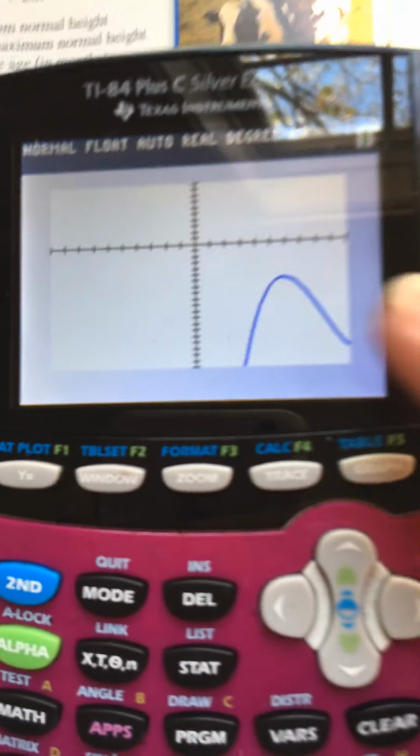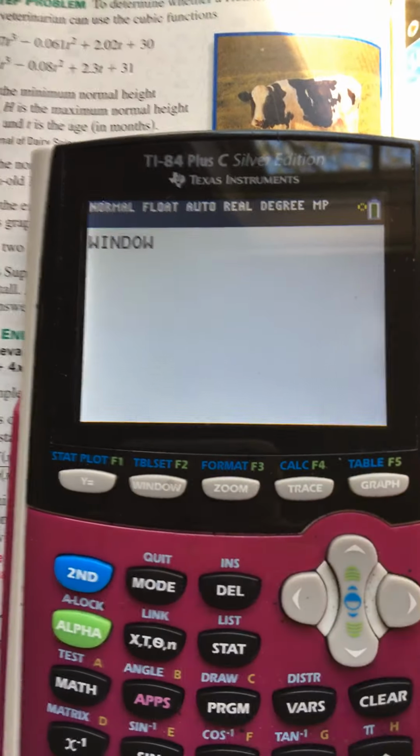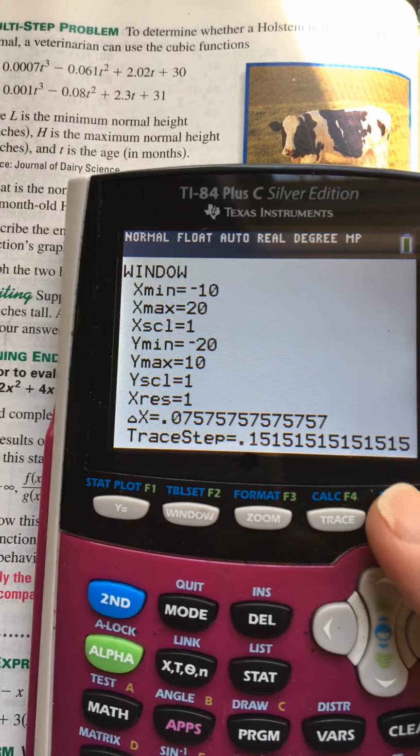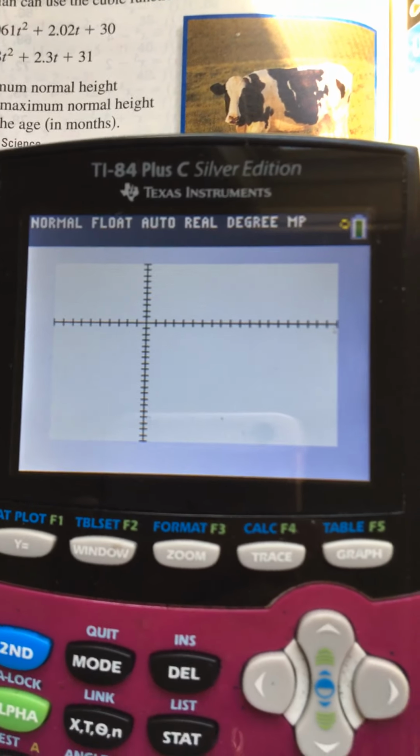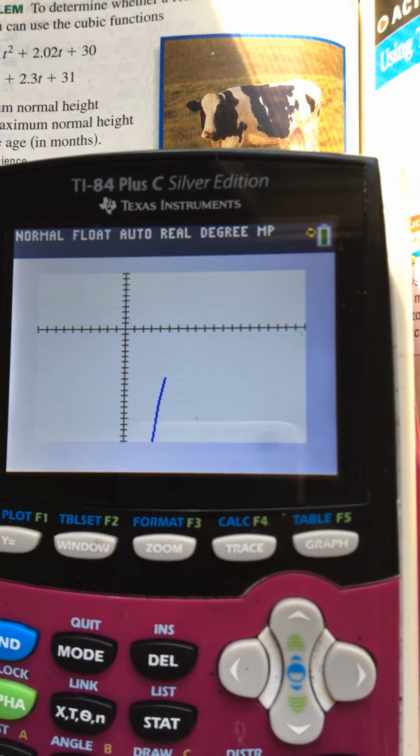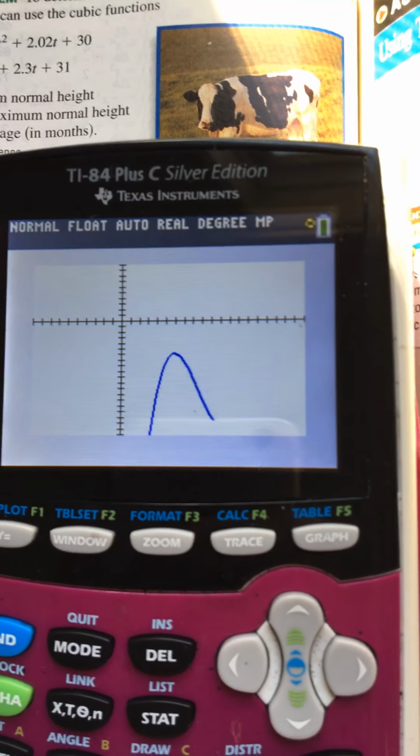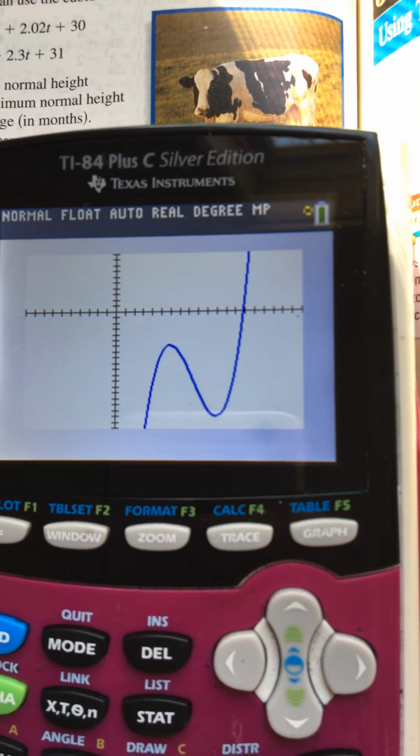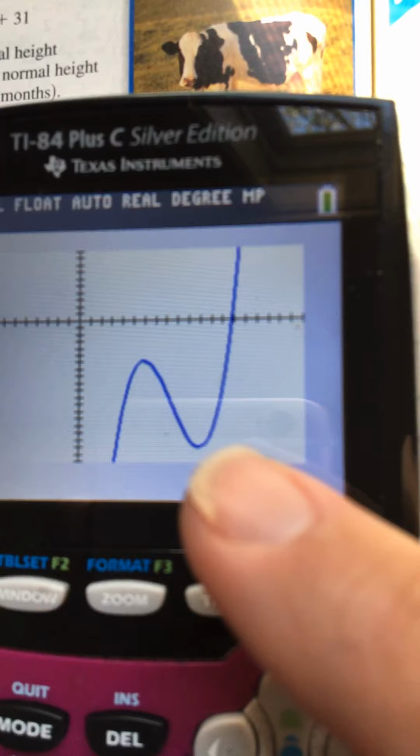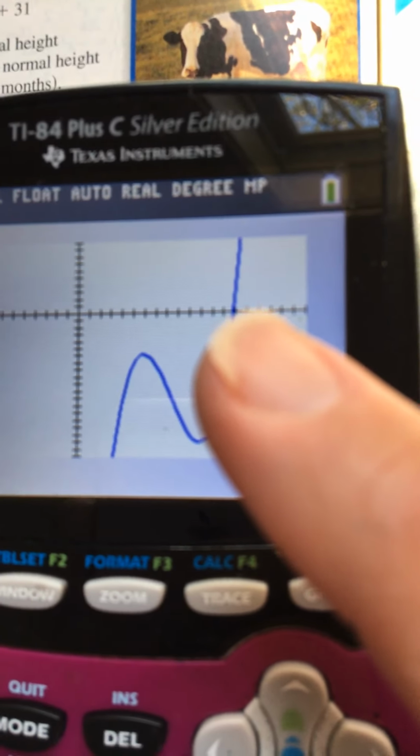I need some more over here. I need to be able to see some more. Let's try it one more time. I think I need my x max to be 20. Let's try that one instead. Here it comes. It goes down. It goes back up again. Yay! Okay, this is what I want. It shows me a maximum there, a minimum here, and where it crosses the line.